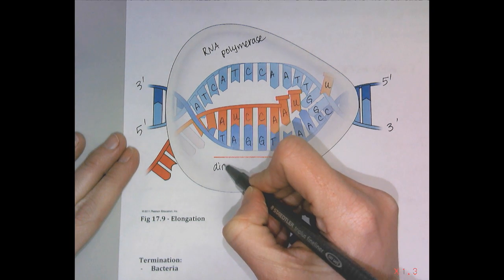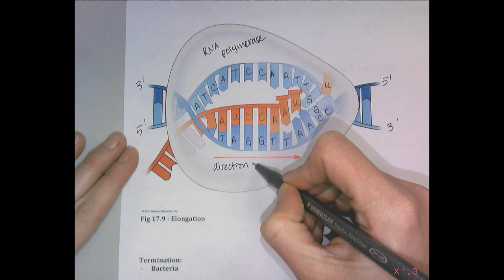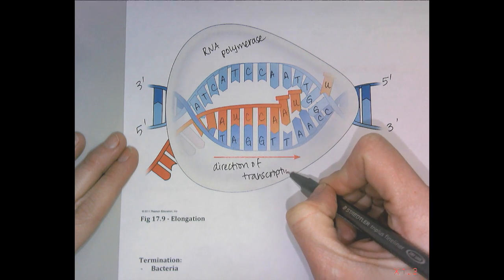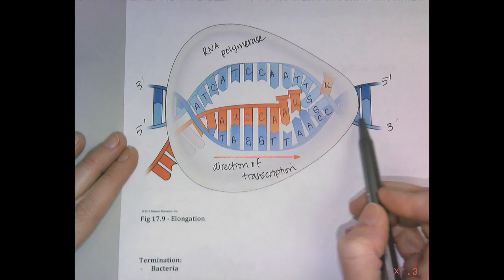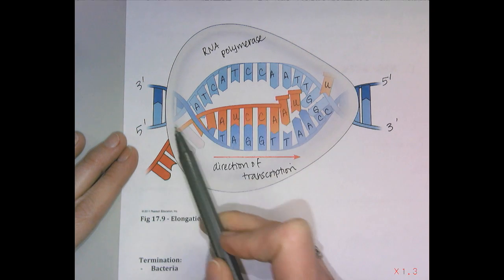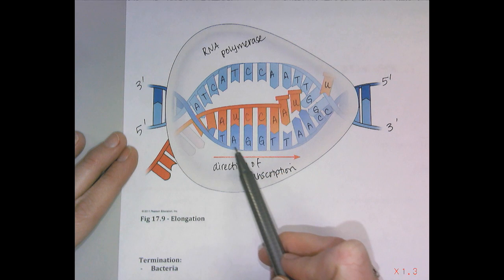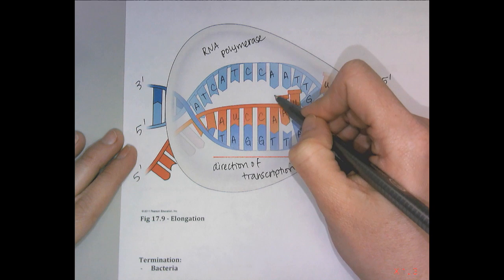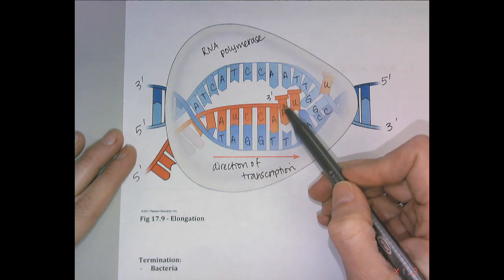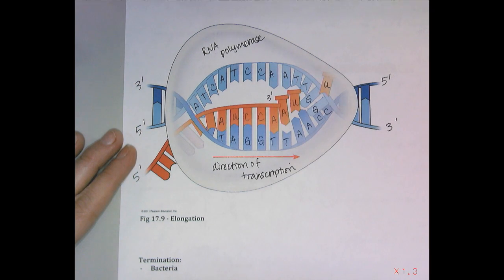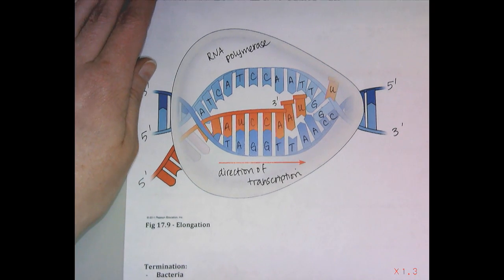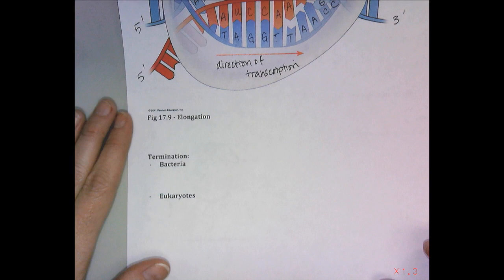This is the direction of transcription overall. So you can imagine if this whole entire molecule were moving in this direction, it would be traveling along the template strand from 3' to 5', producing our new molecule in the 5' to 3' direction, adding new nucleotides to the 3' end of the molecule. And that's elongation. And then the next step is termination, which means stop.